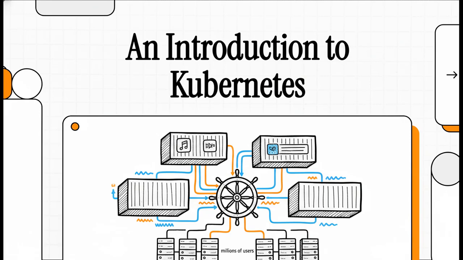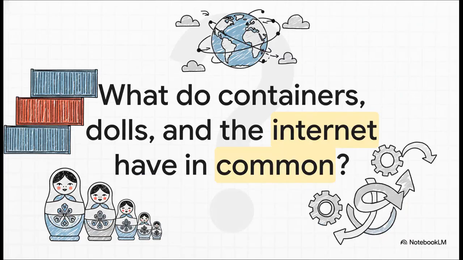Have you ever wondered how an app like Spotify or Netflix can serve millions of people all at once without even skipping a beat? Well, it's not magic, it's an amazing technology called Kubernetes. And today, we're going to pull back the curtain on this invisible engine that keeps so much of the modern internet running. Okay, I know, that sounds like the start of a really weird joke.